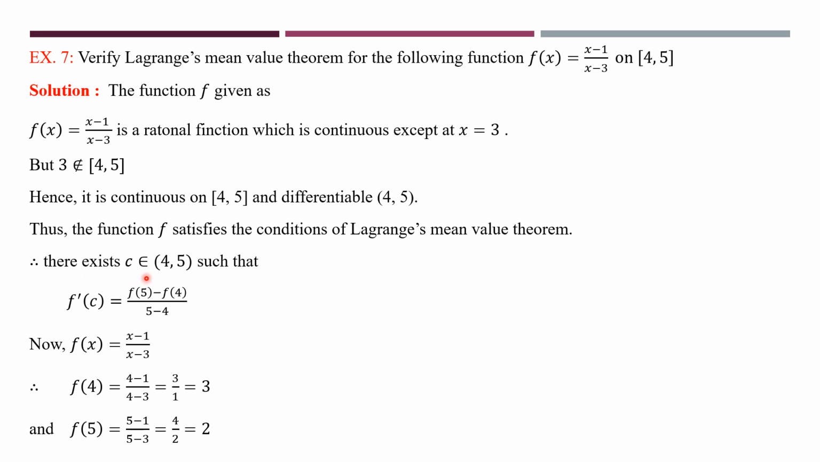Then there exists a point c belongs to the open interval 4, 5 such that f dash of c equal to f of b minus f of a divided by b minus a, which is the formula. Put the values of a and b. a is 4, b is 5. Then f of 5 minus f of 4 divided by 5 minus 4. As the function f of x is x minus 1 divided by x minus 3, find the value of f of 4 and f of 5. Put x equal to 4, then 4 minus 1 divided by 4 minus 3, then 3 divided by 1 is equal to 3. Also find f of 5. Put x equal to 5, then 5 minus 1 divided by 5 minus 3 equal to 4 divided by 2 equal to 2.